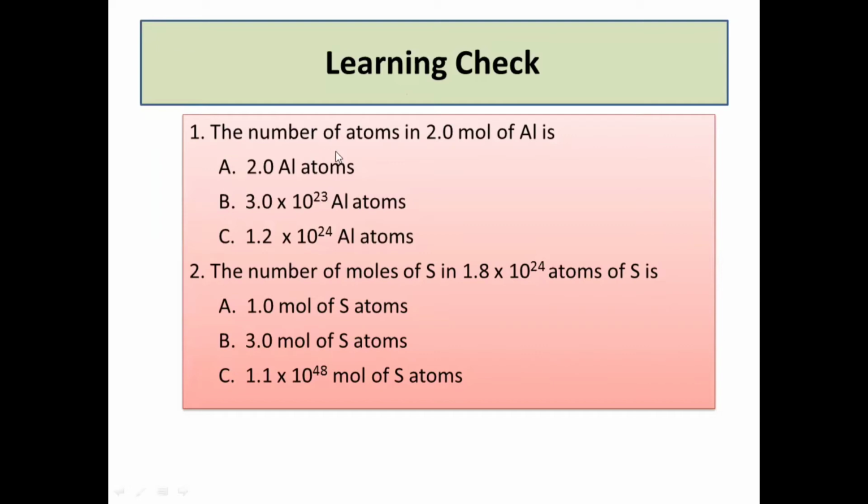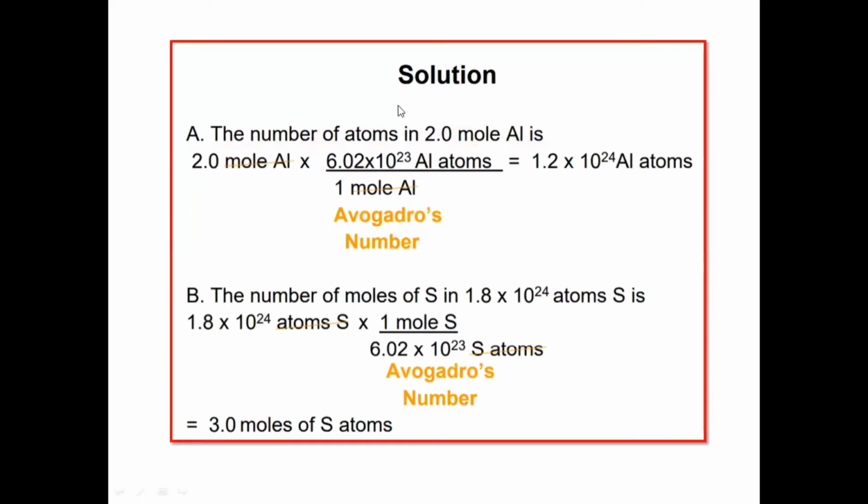For example, in the first example, we'll see the number of atoms in 2.0 moles of aluminum. In the second example, we'll discuss the number of moles of sulfur in 1.8 into 10 raised to 24 atoms of sulfur. So there is a multiple choice question. We will solve this question depending on the mole concept.